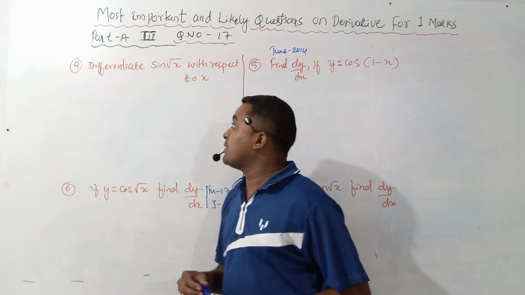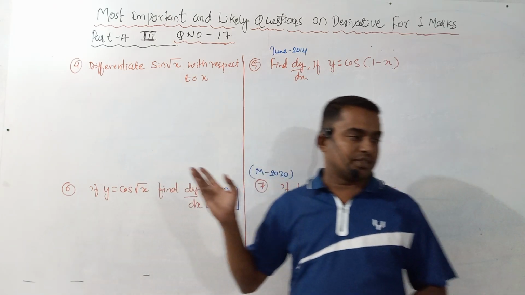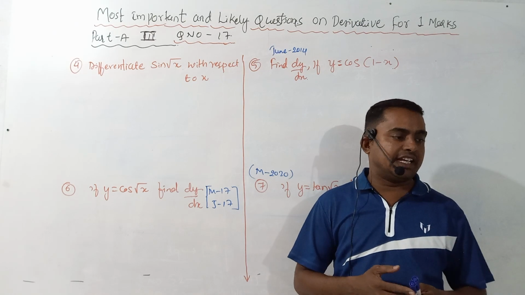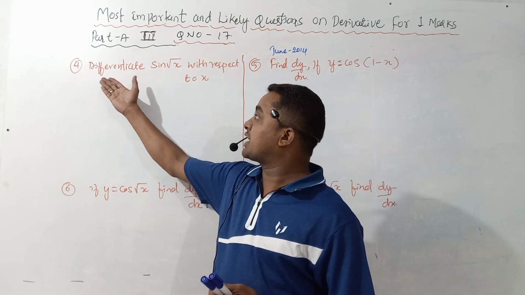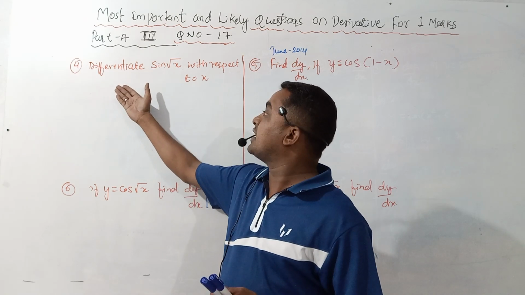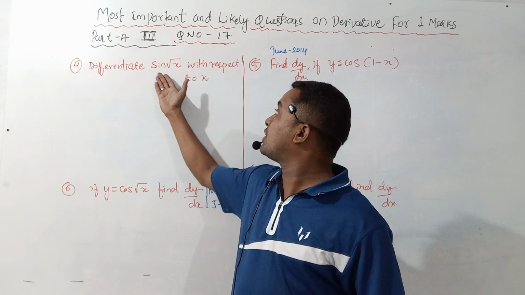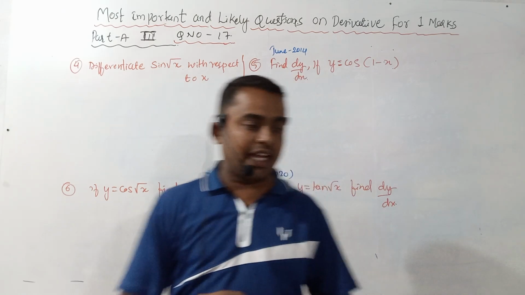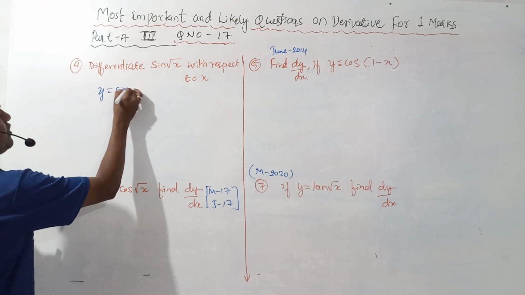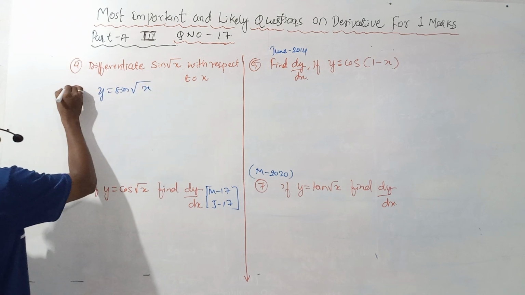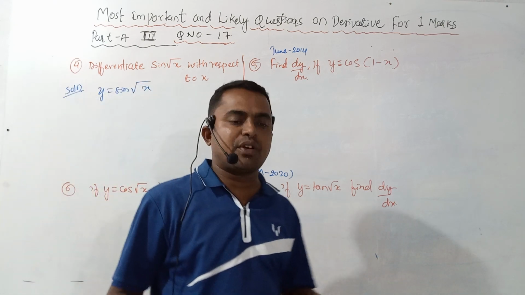So let us solve the problems. Differentiate. We have seen in the previous problems that if y is equal to something is given, then find dy by dx. Here the question is twisted. Instead of giving y is equal to, he is giving: differentiate sin root x with respect to x. So take the given function as y is equal to sin root x. Differentiate means we have to find dy by dx.